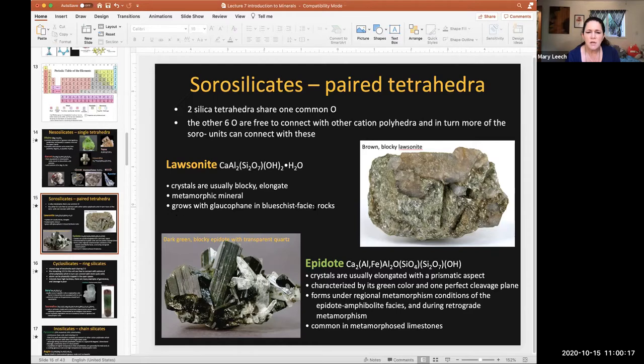I guess I mentioned the blue schist. Glaucophane is an amphibole mineral, like hornblende. It's an amphibole group mineral, but it's blue, which is fun, or a lavender sort of color.